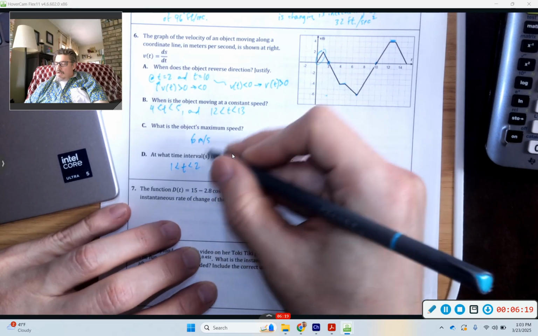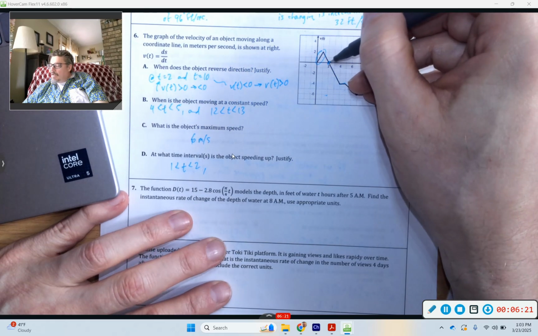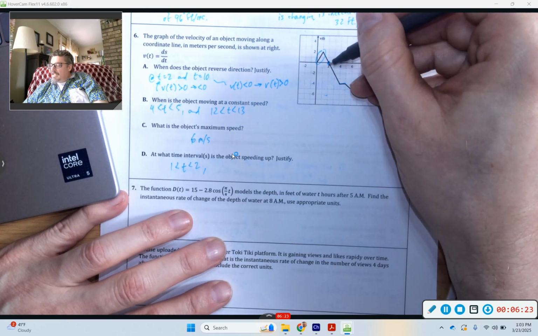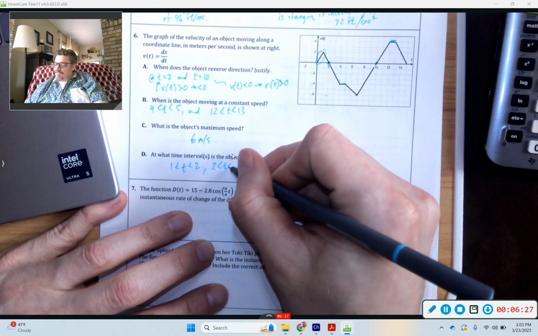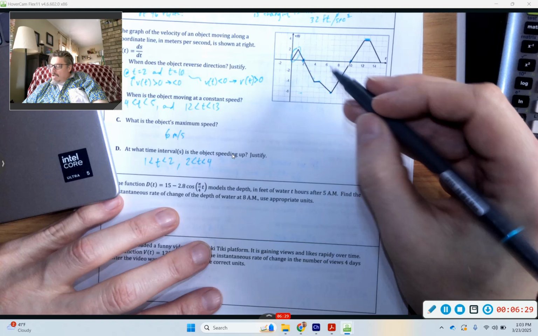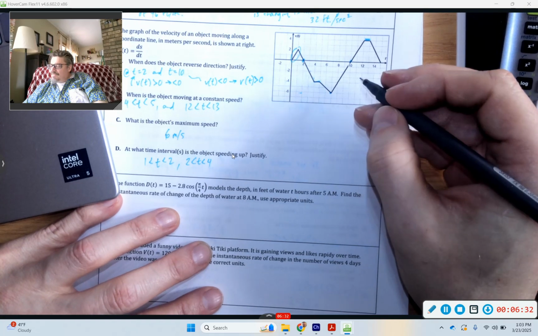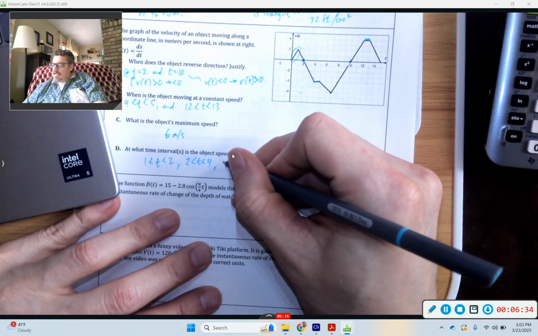Here from 2 to 4, he's negative velocity and he's going down. So from 2 to 4, he's speeding up. Then he goes constant. Then from 5 to 7, he's actually increasing again.